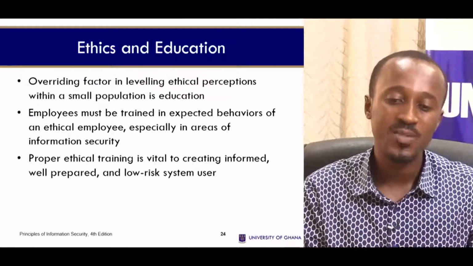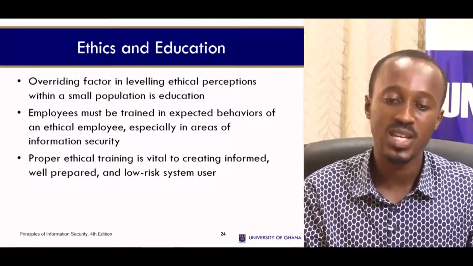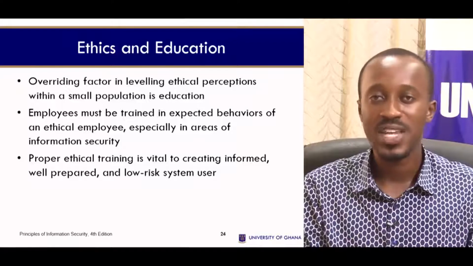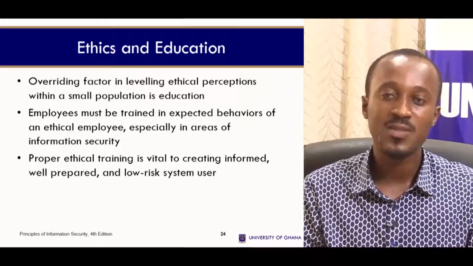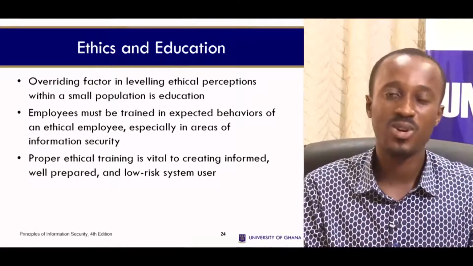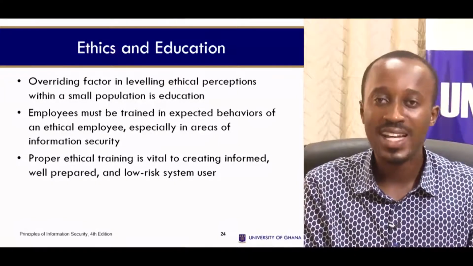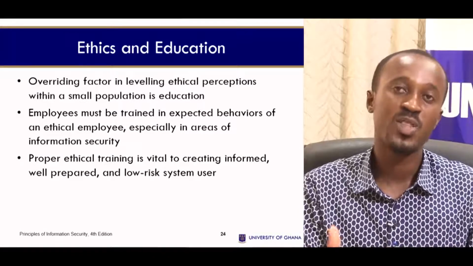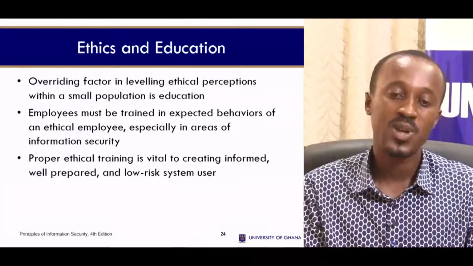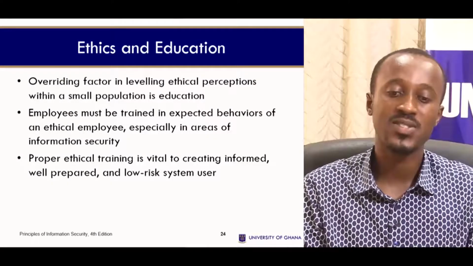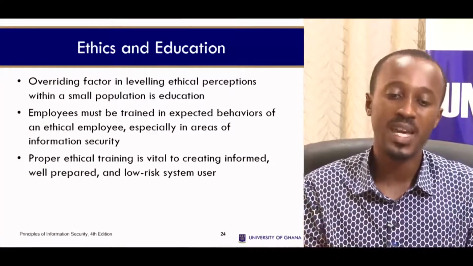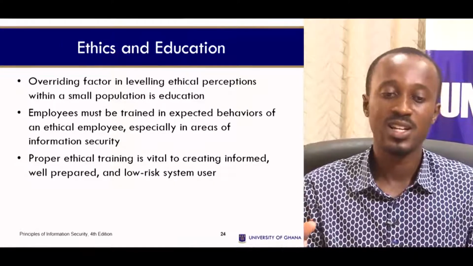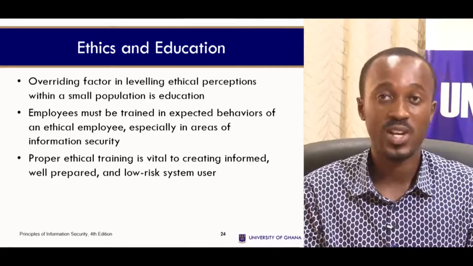Now, employees must be trained in expected behaviors of an ethical employee, especially in areas of information security. It is worth noting to management of any organization that each time they employ people, aside from giving them their job description, they should train them on the ethics of information security regarding all the data that they shall be handling as employees of the company. If you're an organization and you're not doing that, that is going to pose one of the human errors and failures within your organization. With regards to ethics and education, once more, proper ethical training is vital to creating informed, well-prepared, and low-risk system users. When you have employed someone or a user of a system and you have trained them properly, you have allowed them to pose a very low risk to the failure of a system or the organization that you're running.